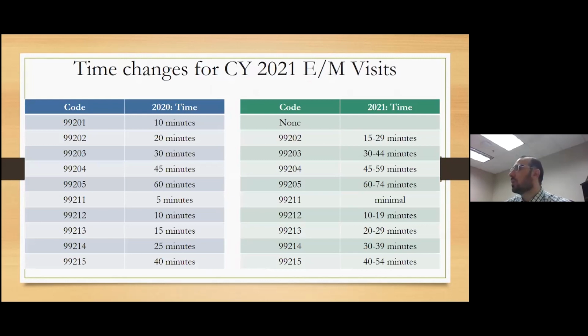So this is the time that has changed for this year of service. This year, the time is a little bit adjusted. So you can see level 2 to 5, or 1 to 5 if it is established or new, and the time that is expected for each level of service.